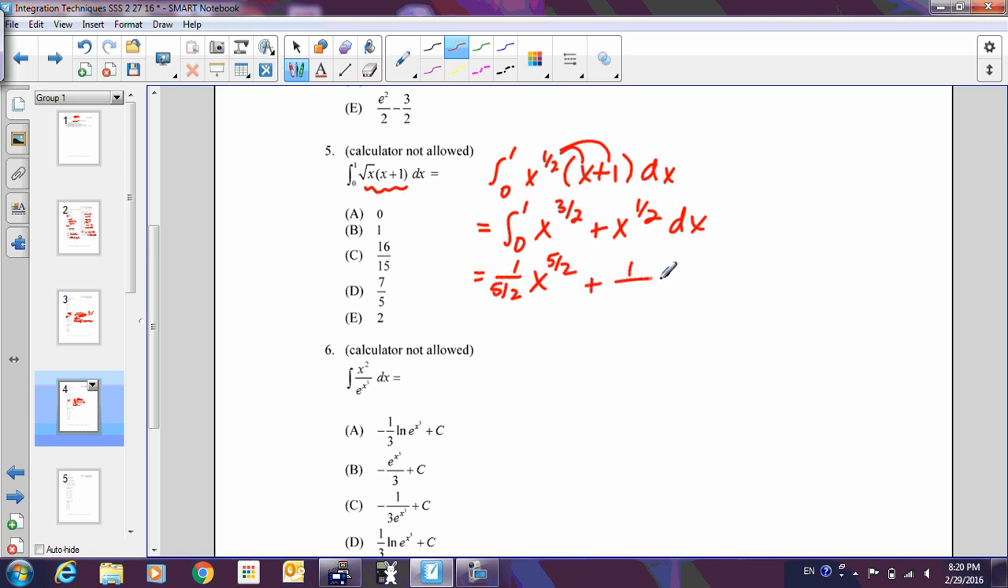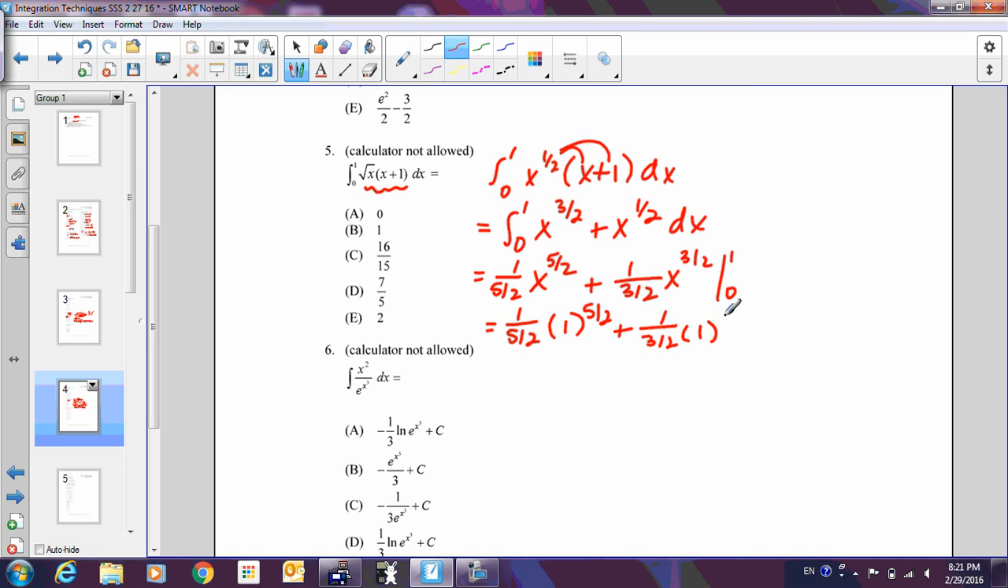Okay, 1 over, again, add 1, that makes 3/2. And if you feel comfortable going ahead and calling this 2/5 and 2/3, great. You're going to need to do that eventually in this problem. Because once you plug in your bounds, and I didn't need to change the bounds because I didn't use substitution, taking 1 to 5/2 is really no big deal.